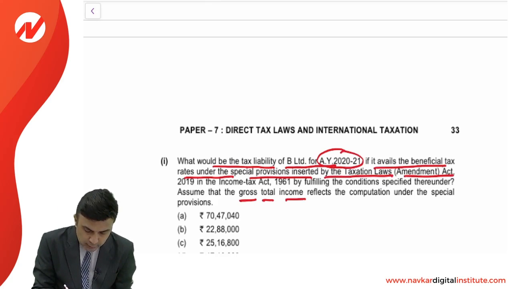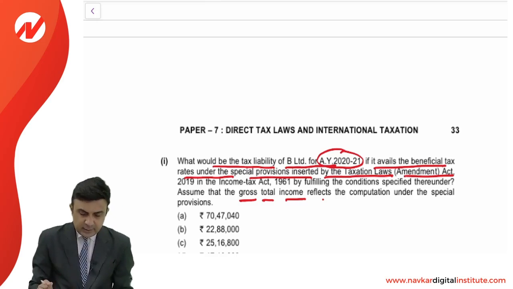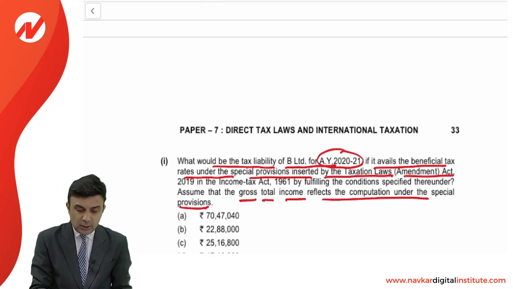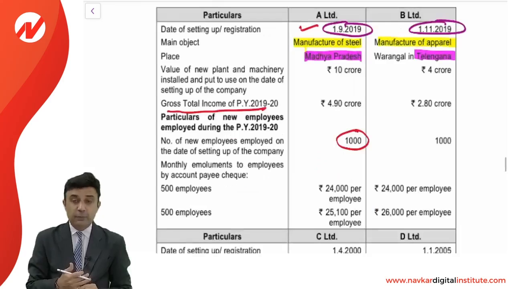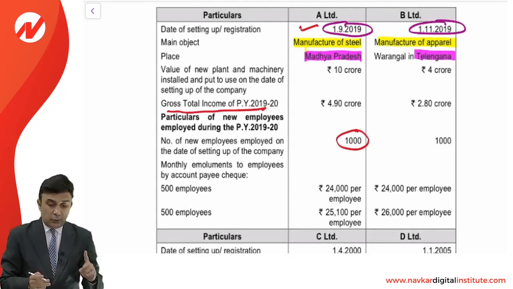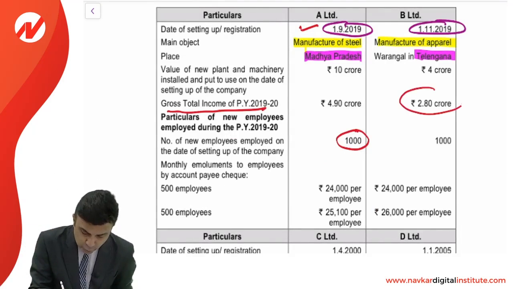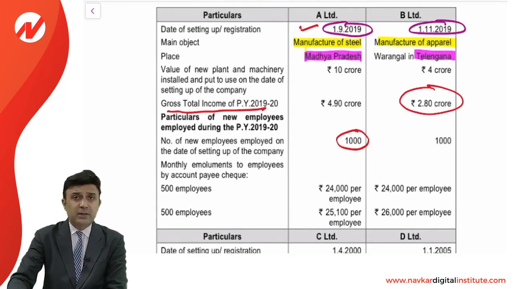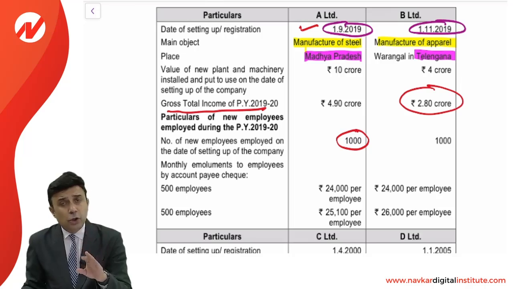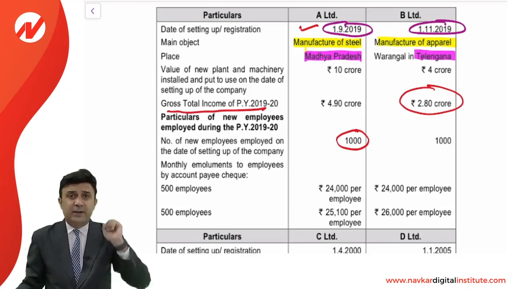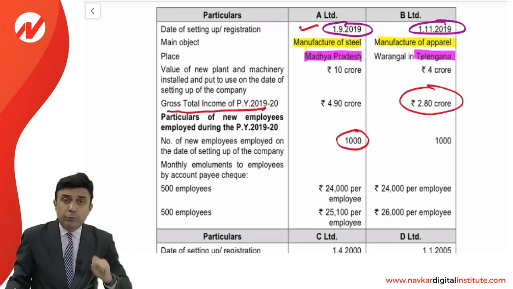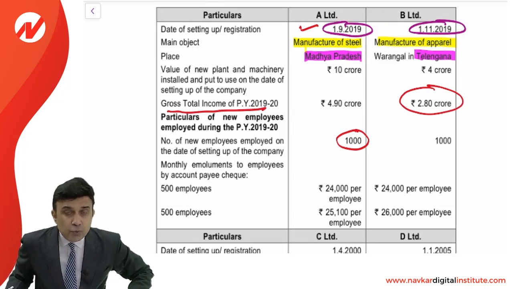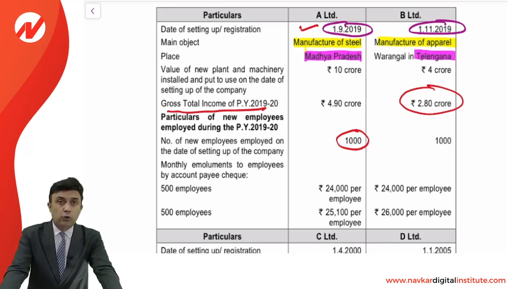Gross total income reflected under the special provision, meaning thereby the income which you have computed for B Limited here, that is 280, is as per the special provision, meaning thereby you have got all the basic deductions except those prohibited under 115 BAB. The question arises, why am I trying to take you to 115 BAB?